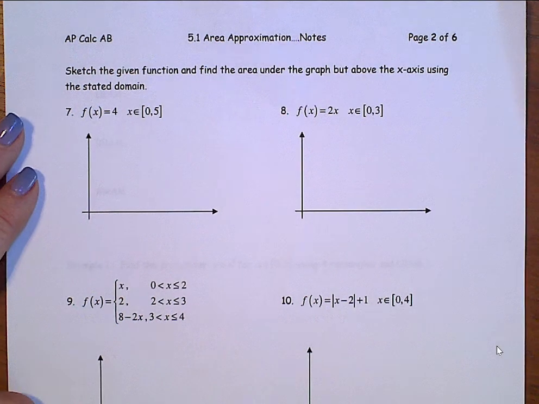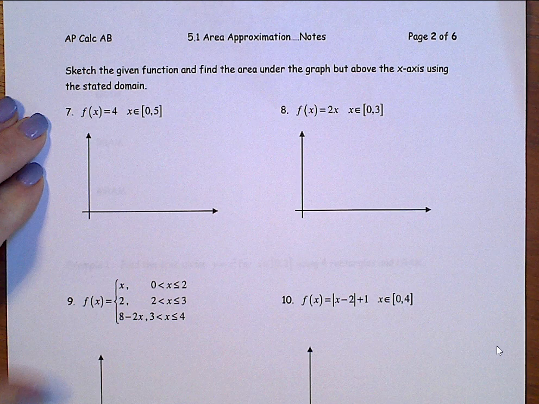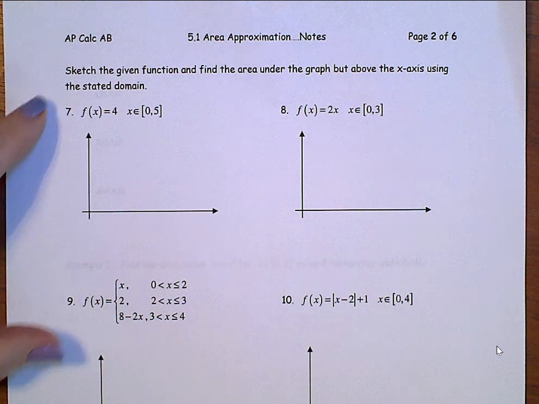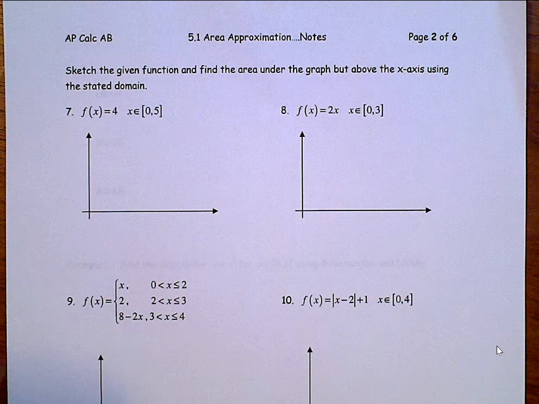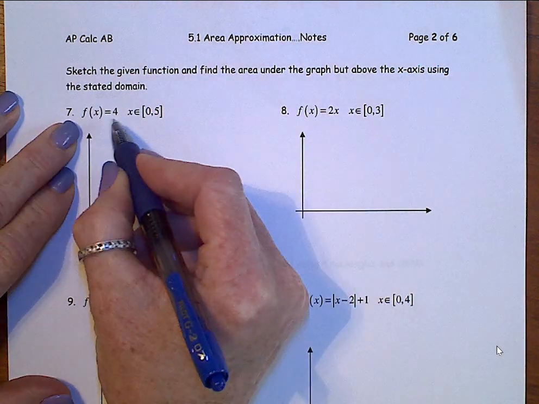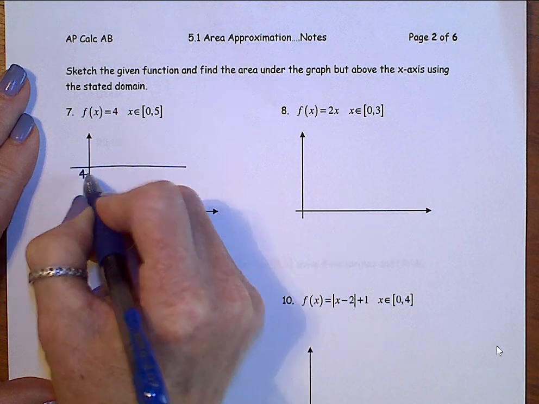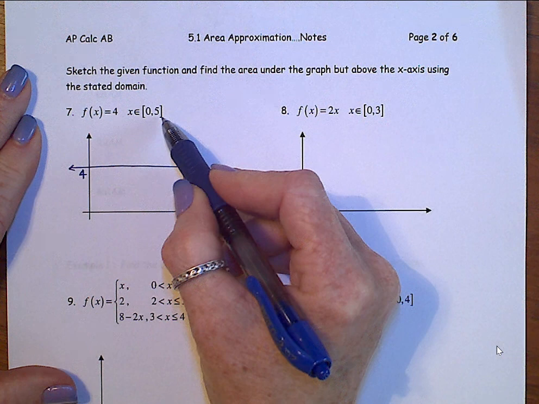AB Calculus, Section 5.1, Area Approximation. We are to sketch the given function and find the area under the graph, but above the x-axis using the stated domain. So first thing we have is f of x is equal to 4. It's a horizontal line at a height of 4. And we are looking on the domain between 0 and 5.